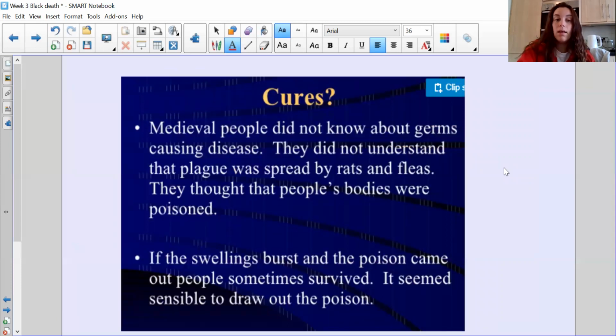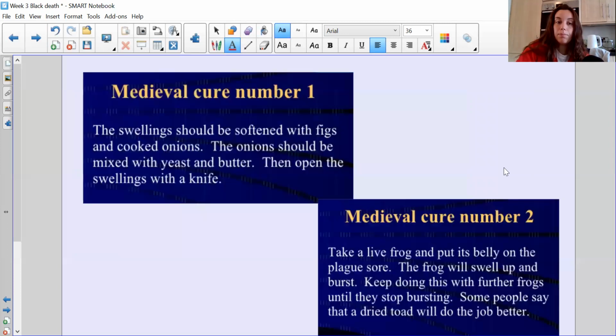So, are there any cures? Medieval people did not know about germs causing disease. They did not understand that the plague was spread by rats and fleas. They thought that people's bodies were poisoned. If the swellings burst and the poison came out, people sometimes survived. It seemed sensible to draw out the poison.